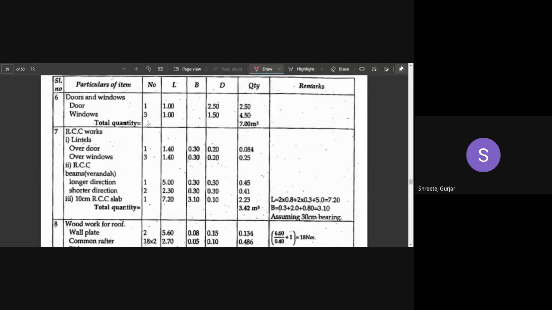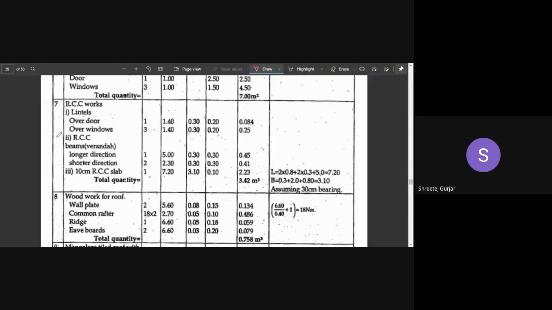So moving on to the next quantity, that is RCC work. We will look into this RCC. It is similar to how you have calculated your deductions. This RCC work is for your beams and for your slab. I've told you we have to provide beams. So this one beam you have to provide from column to column, and then these are your other 2 beams. Totally 3 beams.